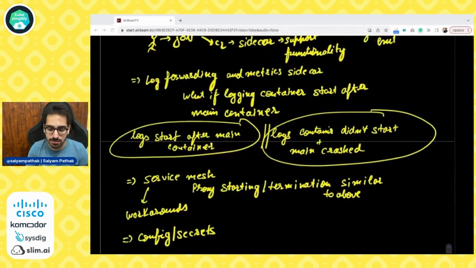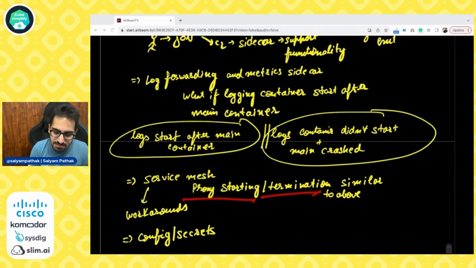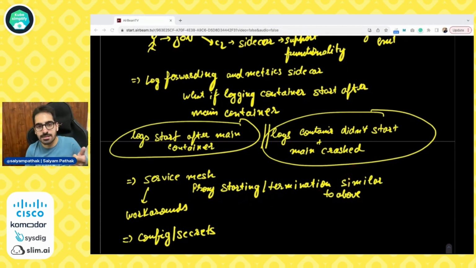In the service mesh world, service mesh has been widely used. People have been using service mesh for years now, obviously for complex use cases. But you have proxy starting and termination, similar to the above issue. When it is starting, and when it is terminating, it should terminate with the pod lifecycle. If it's not terminated, it will be an issue. So service mesh have created various workarounds to make it work, but obviously workarounds are hard to manage, and it would have been good if this was a first-class Kubernetes citizen and handled at the Kubernetes layer itself.